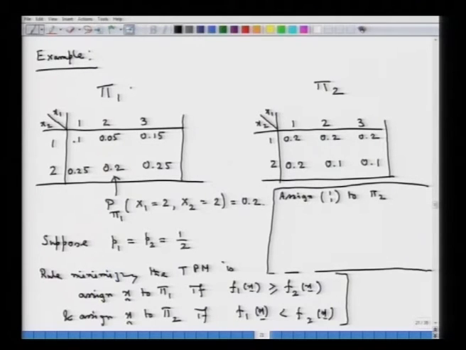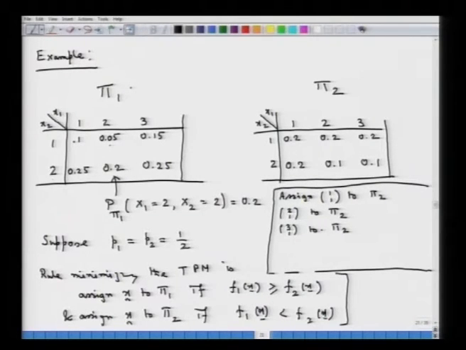Similarly, if we look at say 2 1, let us see where 2 1 goes. This is the 2 1 pair in f1, this is 0.5, and this is 0.2 here. So, this 2 1 is assigned to pi 2 also. Then 3 1 is another pair. Where does it go? This f1 is 0.15 and this f2 is 0.2, hence we go into this region. So, this goes to pi 2 once again.